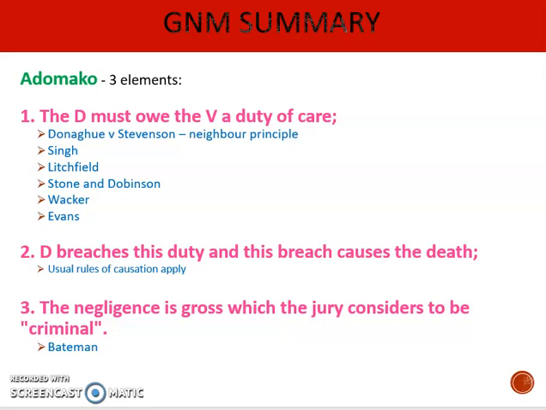And our elements for GNM come from the case of Adomako, which was about that incompetent anaesthetist, if you remember. And this case outlines the three requirements that you need to prove to find a defendant guilty of gross negligence manslaughter. Firstly, the defendant must owe the victim a duty of care. Secondly, they must breach that duty causing death.